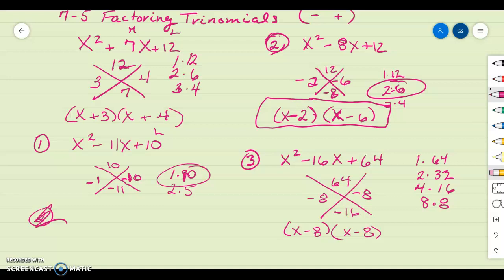Now, I want to just rewrite this. X minus 8 written twice is x minus 8 squared. Okay, just like x times x, x written twice is x squared. All right, so that's a good thing to remember. It's a little new thing, maybe, possibly.